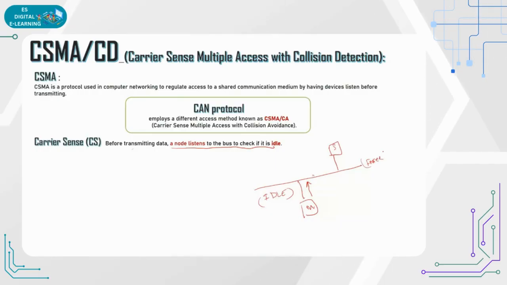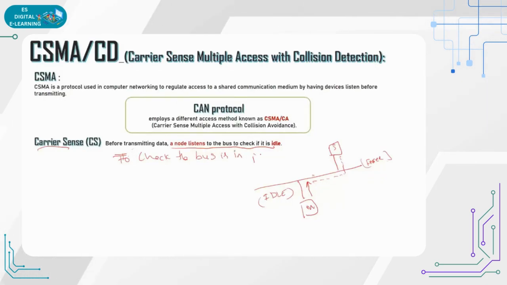There is a space that should be required. So if it is idle, then only the message will go to the slave. So this is about carrier sense. Carrier sense will always check whether the bus is idle or not, to check the bus is idle. You can write down this point.